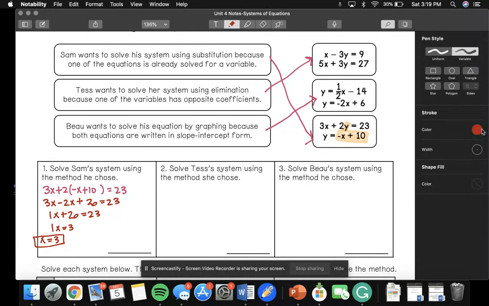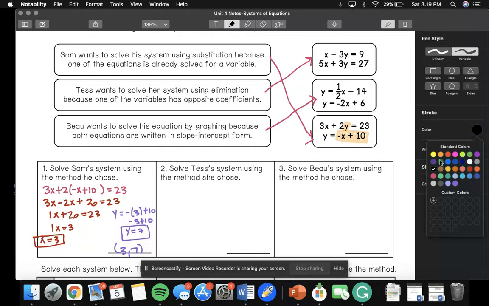Now to figure out what y is equal to, I'm just going to use the one that's already solved for. Y equals -x plus 10, so -3 plus 10. -3 plus 10 is 7. So my solution would be (3, 7). Okay.